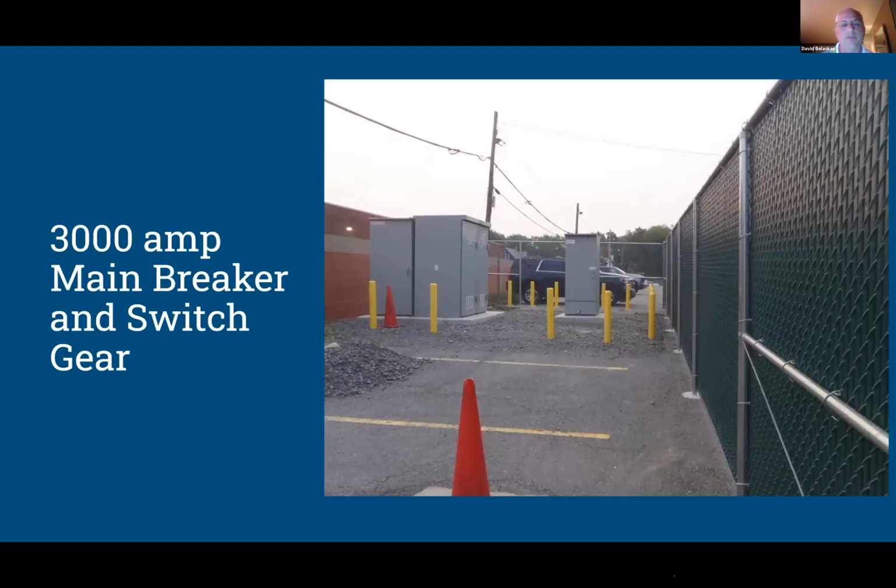The good thing is we were able to go off of our existing feed and put in a new 3,000 amp main breaker and switchgear, which you see in this picture, out in our parking lot to the south of our building. It provides enough power for the first 10 buses. You can go to the next slide.